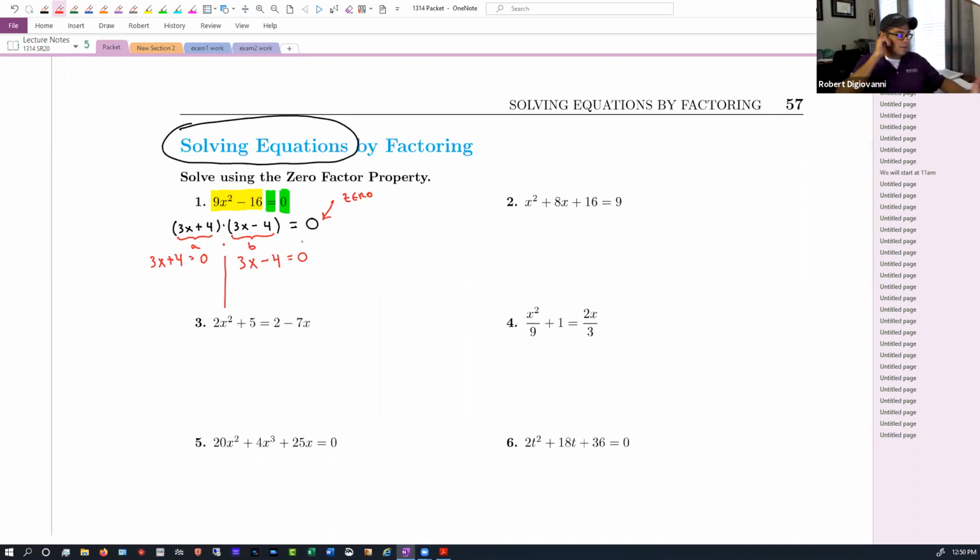It's two different things. So the first one, I'm going to just subtract 4 from both sides. And then I'm going to divide by 3. And on the second one, I'm going to add 4 to both sides and then divide by 3. So if you want me to tell you what x values will make that equation true, then x needs to be -4/3 or x needs to be +4/3. And those are our two solutions.